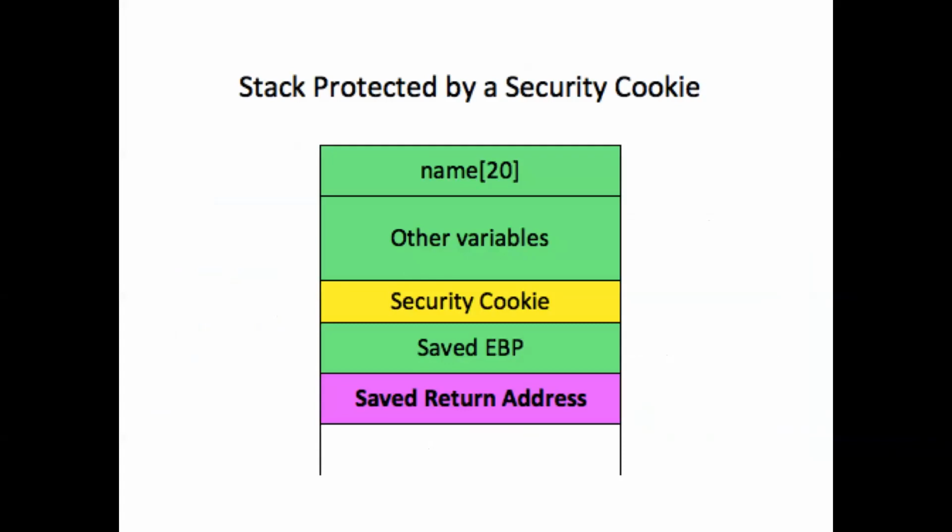You have your stack frame. You have variables stored up here, like arrays and other variables. Then you put the security cookie in before the saved EBP and the saved return address. And when you're done, before you take the saved EBP and put it back in EBP and the saved return address and put it back in EIP, you check to make sure that security cookie has not changed. And if it has changed, you quit with an exception, and you never use these values that you can't trust anymore.